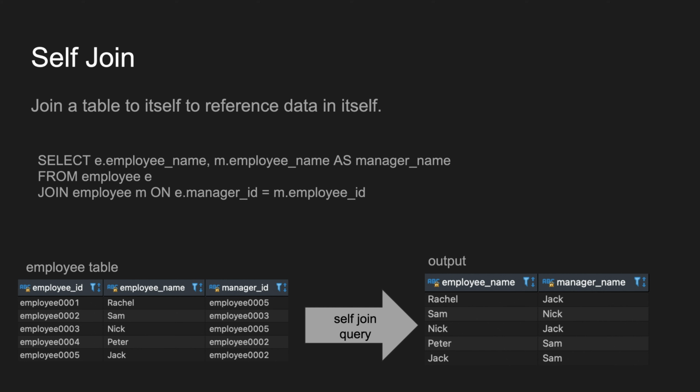So in the example, you can use a self-join to get the employee name and their respective manager name from the same table. On the left side, we have the employee table. And if I run this query right here, which utilizes a self-join, you can see in the output that I have the employee name and their respective manager name.